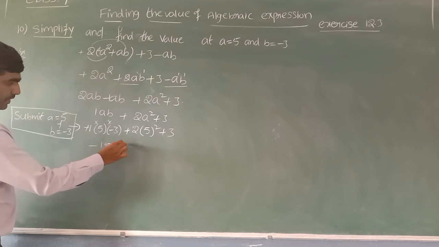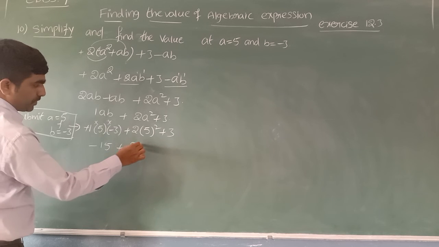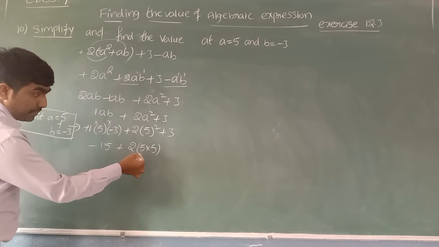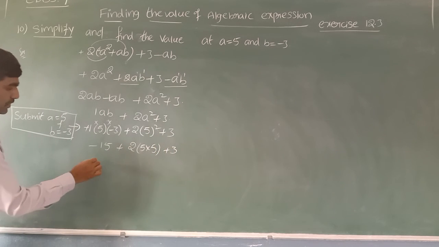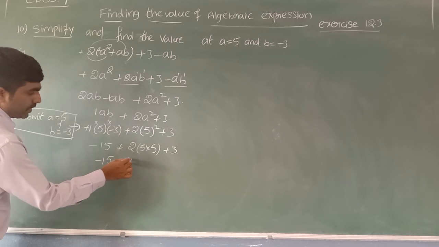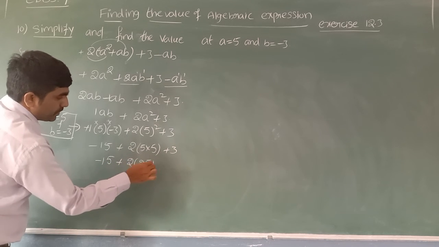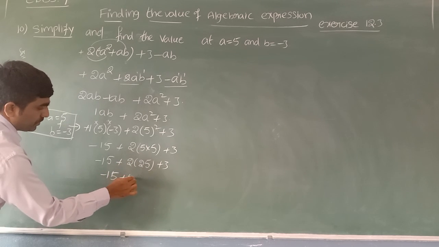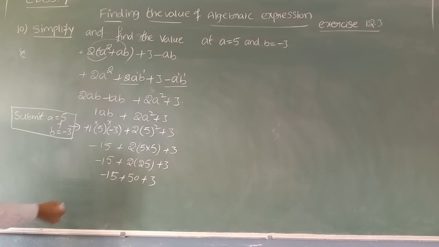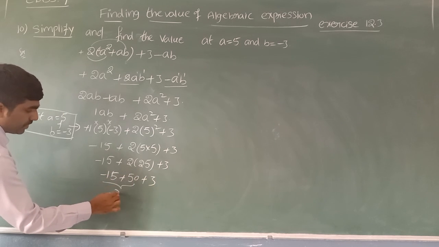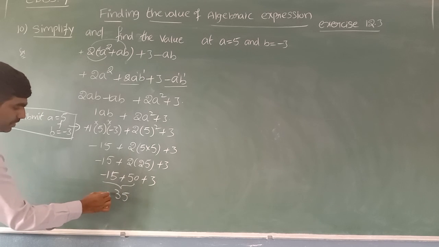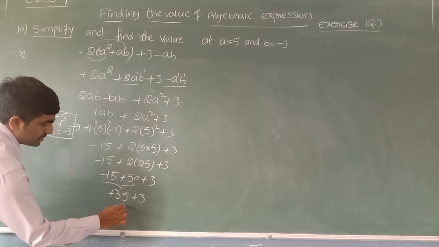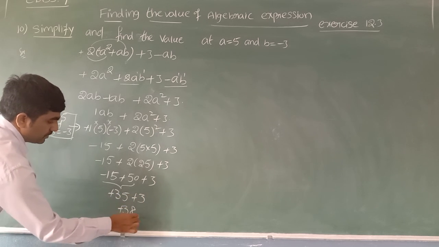Minus 15 plus 2, 5 squared: 5 into 5, power 2 means multiply the base by itself 2 times, plus 3. So minus 15 plus 2 into 5 5s are 25, plus 3. Minus 15 plus 50, subtraction, we get 35, and the bigger number has the plus symbol. Now the remaining term is plus 3. The same symbol, the operation is addition, 38, and the bigger number's symbol.